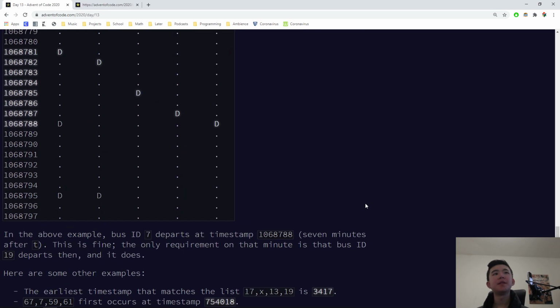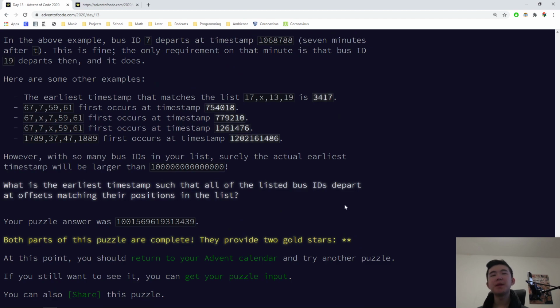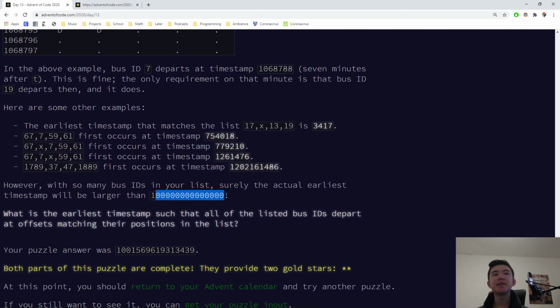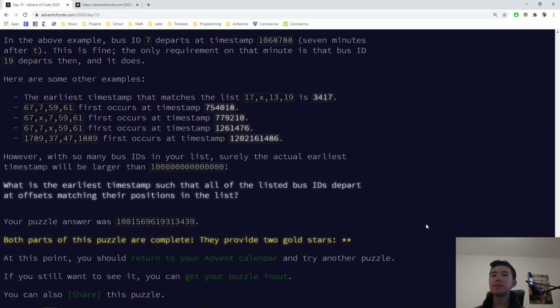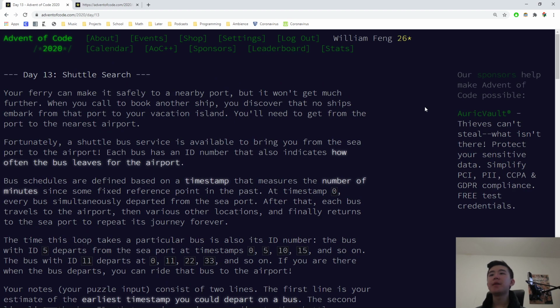Today was pretty difficult. It would have pretty much been impossible to brute force this, because it is such a large number that it would take too long to run. Okay, hopefully that made sense.